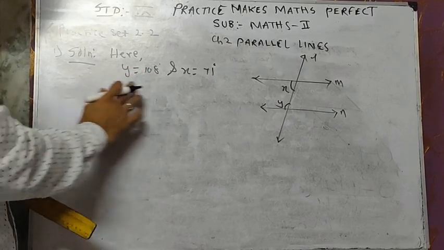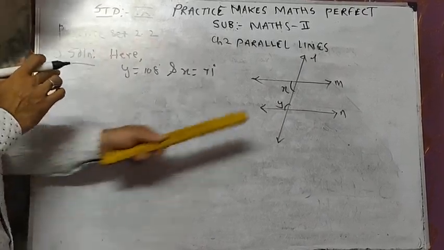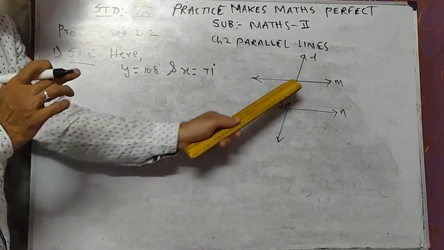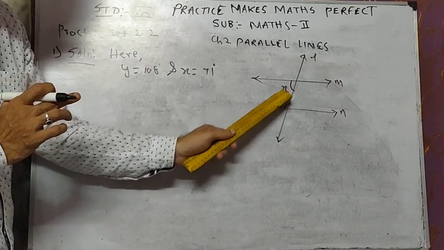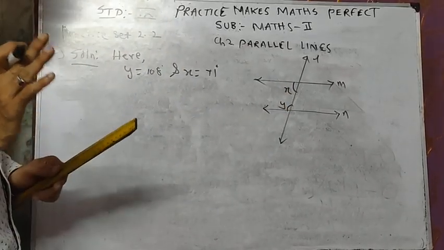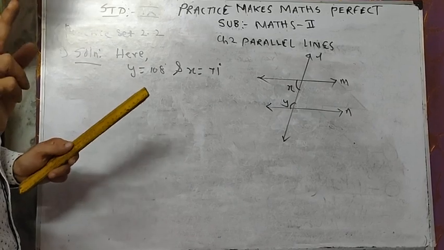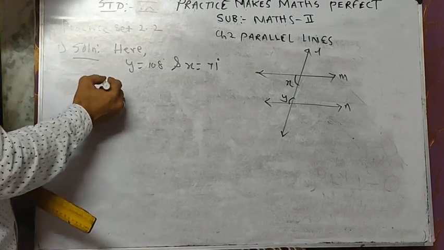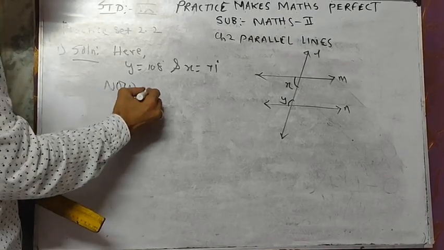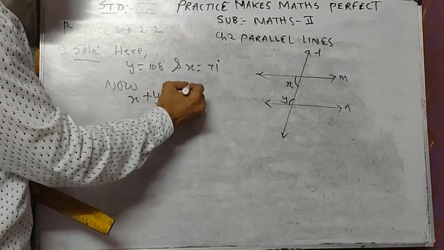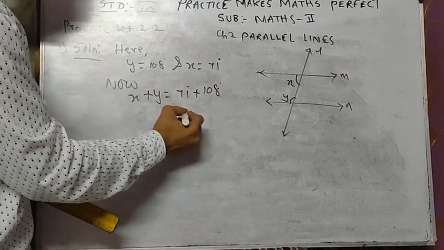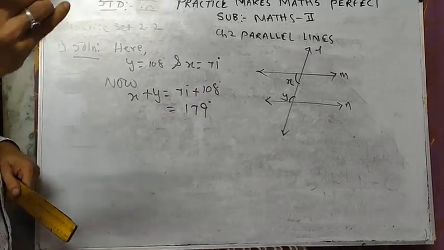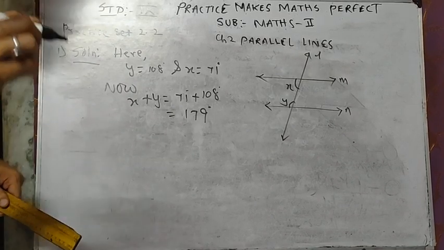Here you can see y is 108 and x is 71. They form interior angles, between these two lines. We will check whether they are forming interior angles. You know the sum of interior angles is 180 degrees, so we will add and see. Now x plus y is equal to 71 degrees plus 108 degrees. If you add this, you will get 179 degrees. This does not form a pair of interior angles. For interior angles we need 180 degrees.